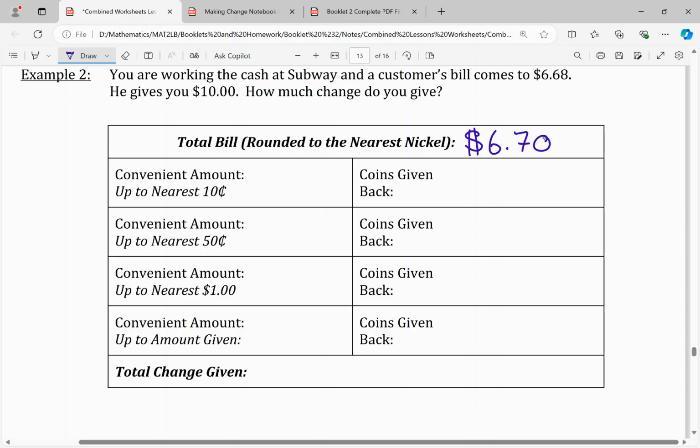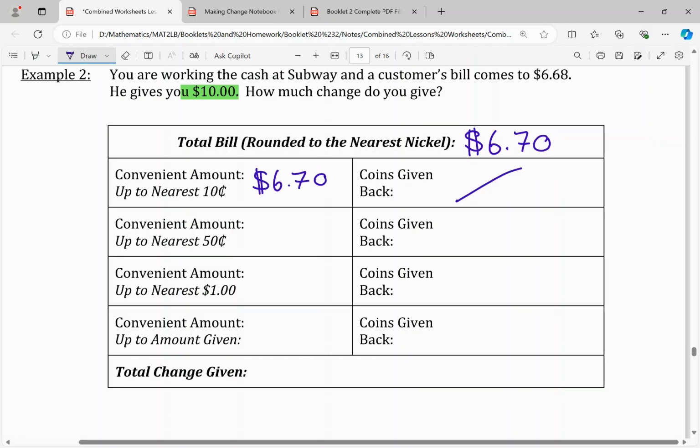That would be $6.70. Good. Now we need to use coins to count up from $6.70 all the way to $10. Let's start by going up to the nearest 10 cents. Well, $6.70, that's already at an increment of 10 cents. We don't need to give back any money.